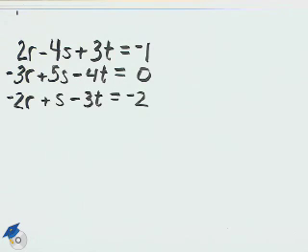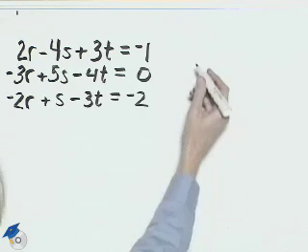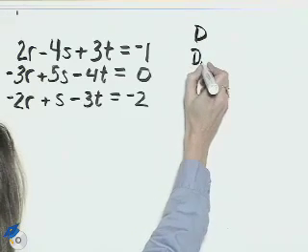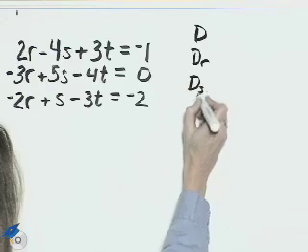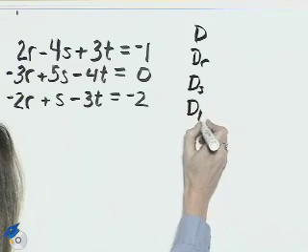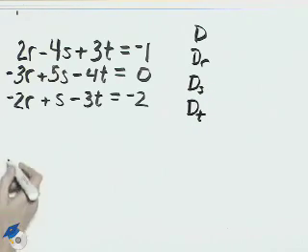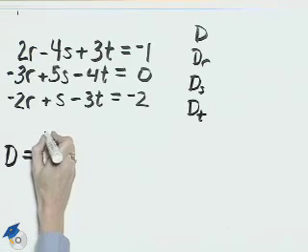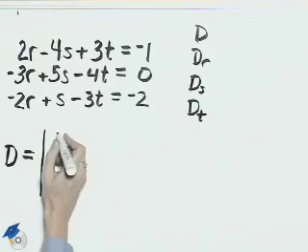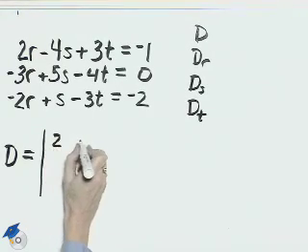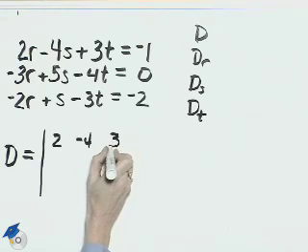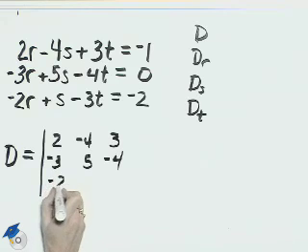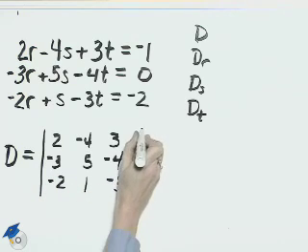We'll solve this system using Cramer's rule. That means we first need to find D, then we need to find D sub R, then D sub S, and D sub T. For D, we use the coefficients of R, S, and T in the determinant. So going across each of these rows: 2, -4, and 3, then -3, 5, -4, -2, 1, -3.